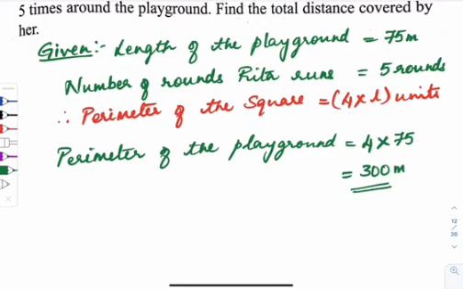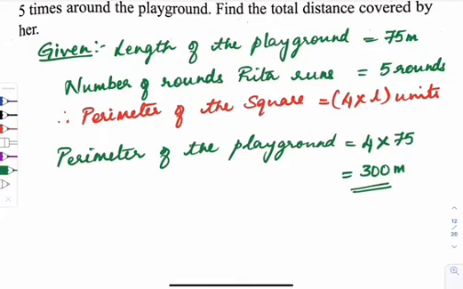Find the distance. There's another part of the question, if you observe. Find the total distance covered by her, because she has circled it 5 times. She has run all around the playground 5 times. So we need to find how much she covers. She covers 300 meters in one round.